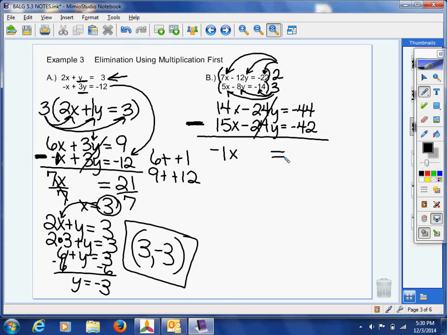If you're not seeing it, off to the side, just jot it out so you can go, oh yeah, 2 negative signs in a row, going to cancel out. Negative 44 plus 42 is actually negative 2. And then divide each side by negative 1. And you've got x is equal to positive 2.